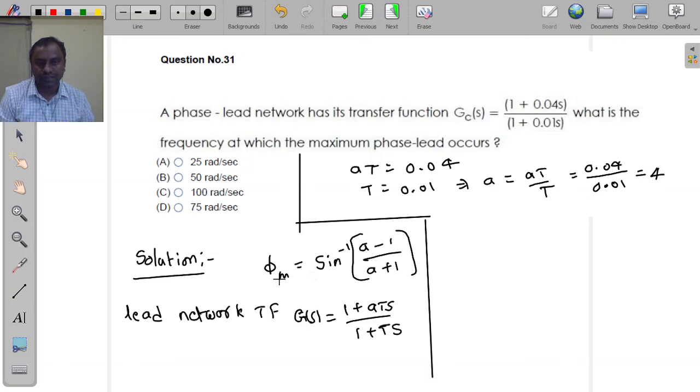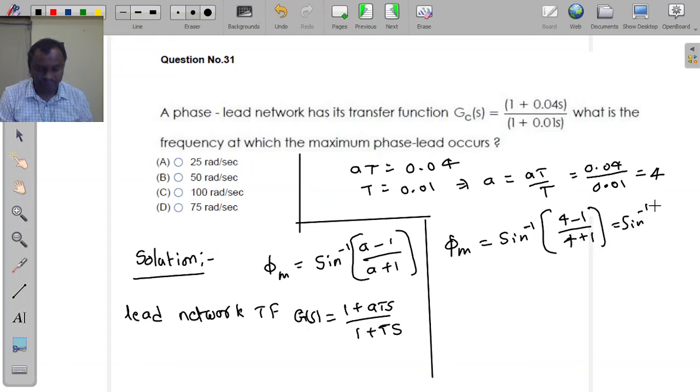So what is the maximum phase lead? The maximum phase lead is phi m, which is sine inverse of (4 minus 1) divided by (4 plus 1), sine inverse 3 by 5. So sine inverse of 3 divided by 5.